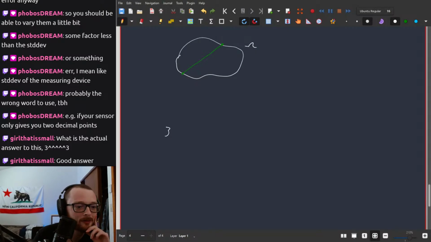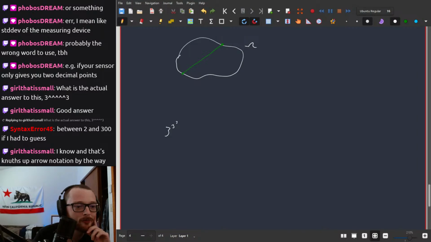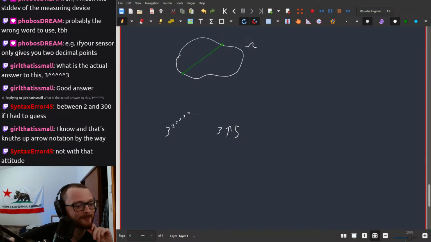So 3, 1, 2, 3, 4, 5. Yeah, right. So in the up arrow notation, would it be 3 up 5, or something like that? Between 2 and 300? No, it's way more than 300, I think. Not with that attitude. That's true. I did assume you're using base 10 numbers. Maybe that's a mistake.